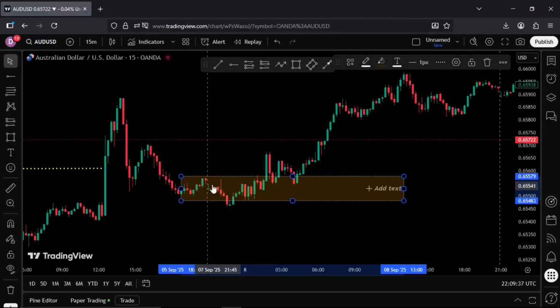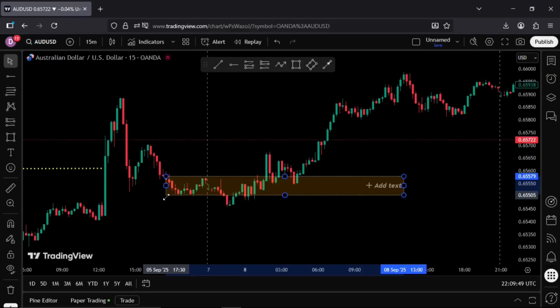So remember, this right here was our last lower high, so we could draw the trade bracket from the last lower high to be broken to the last lower low to be made.